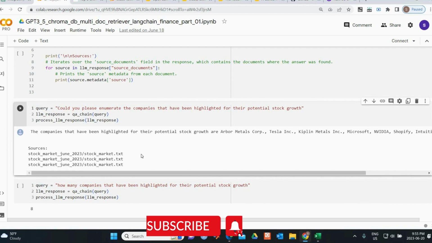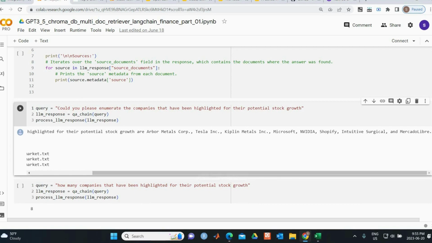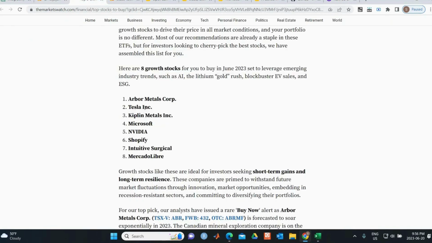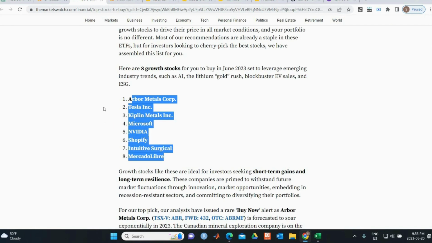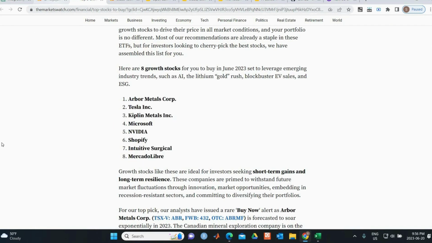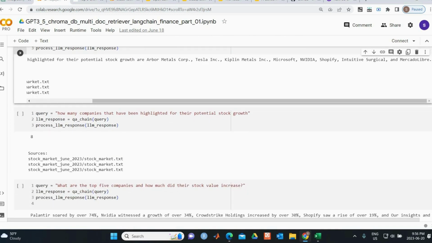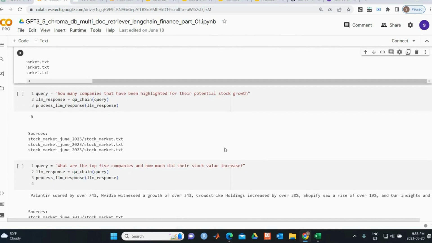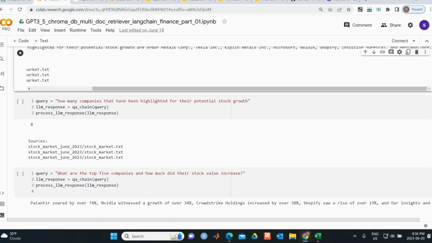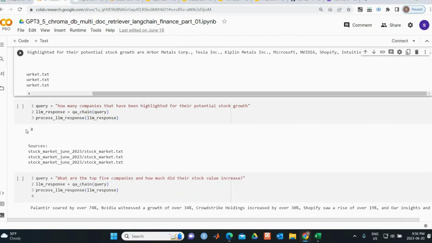The companies that have been highlighted for their potential stock growth are Arbor Metal, Tesla, Kipling, Microsoft, Nvidia, Shopify, Mercado Libre, and all these companies are here, right? So it definitely correctly specified all these 8 companies that have been highlighted for their potential stock growth. Then I asked how many companies have been highlighted for their potential stock growth. Sort of a similar question, a bit different style.